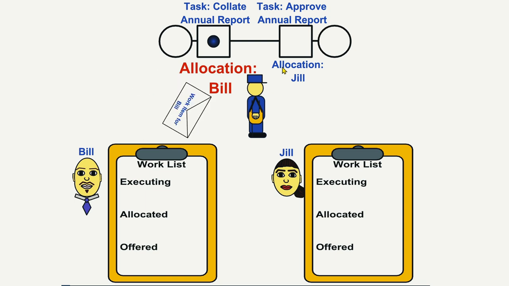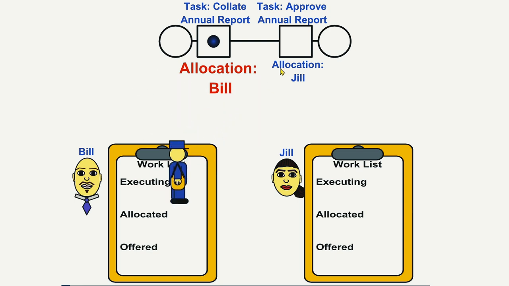After the annual report has been collated by Bill, it is approved by Jill.